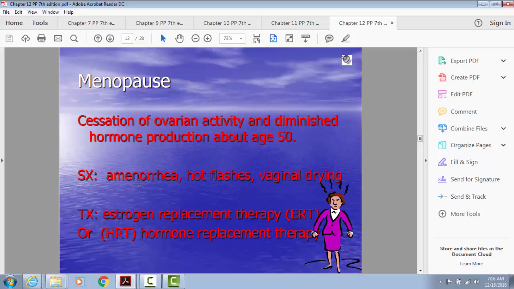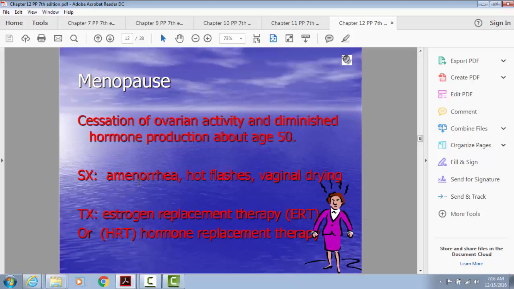Treatment for menopause is estrogen replacement therapy, ERT or HRT, hormone replacement therapy. Now, the hormone replacement therapy is controversial because studies have shown that hormone therapy over an extended period of time has been clinically proven to potentially cause breast cancer in individuals, and we have to look at that very closely to determine if that is going to be beneficial for the patient.